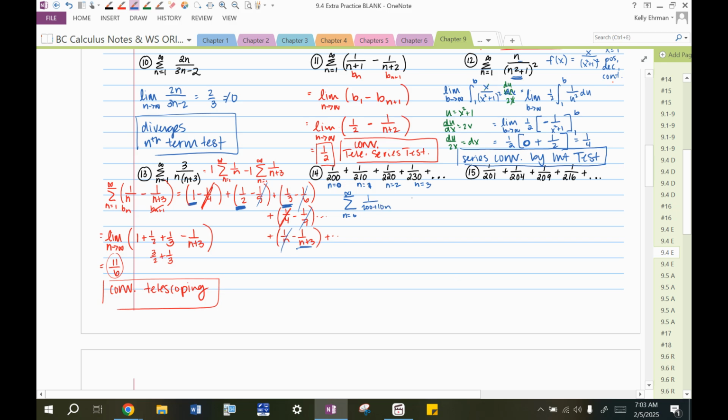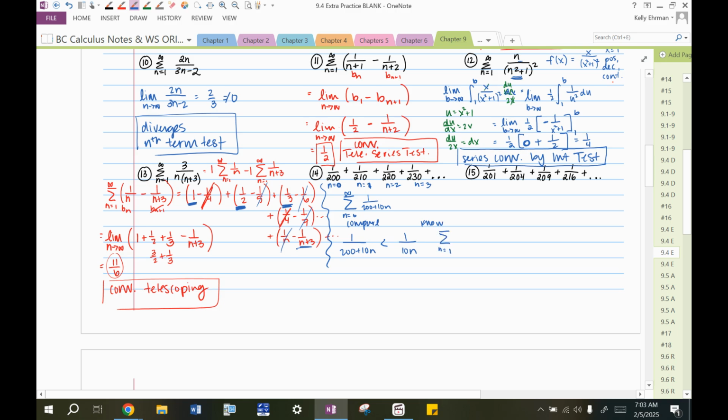And I know that this is a general harmonic, so I know this is going to diverge, but I can't just say that. I have to compare it to something. So I'm going to use a comparison test. Let's compare 1 over 200 plus 10n to 1 over 10n. So this first fraction is smaller.